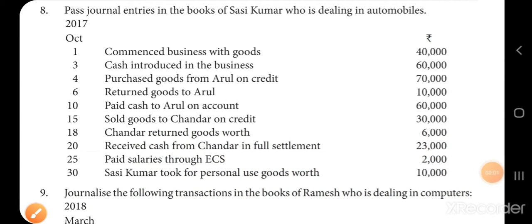Hello students, continuation of Unit 3 Accountancy, exercise problem number 8. Pass journal entries in the books of Sasikumar, who was dealing in automobiles.